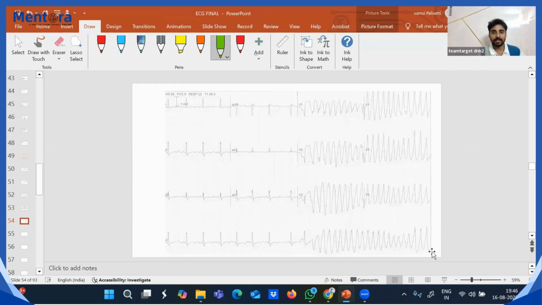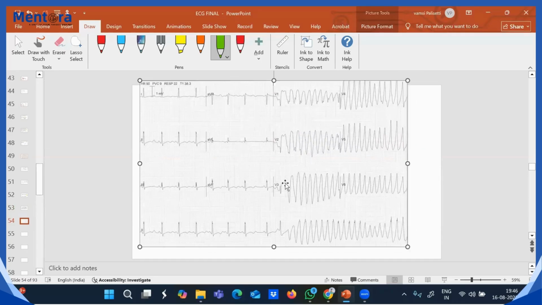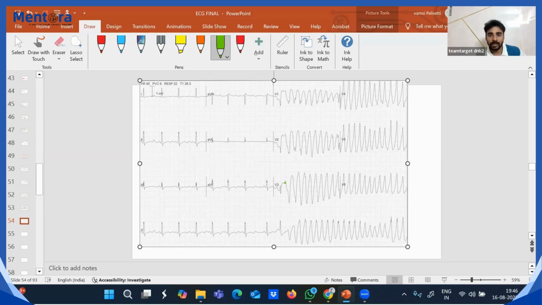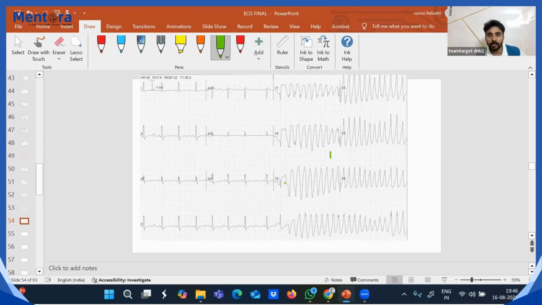Wide complex and narrow complex, and varying amplitude. Simple. So it is polymorphicity. See this thing. This is the QRS complex, QRS complex, QRS complex. Here the amplitude is small. You can identify the small amplitude one. This is a big amplitude one.